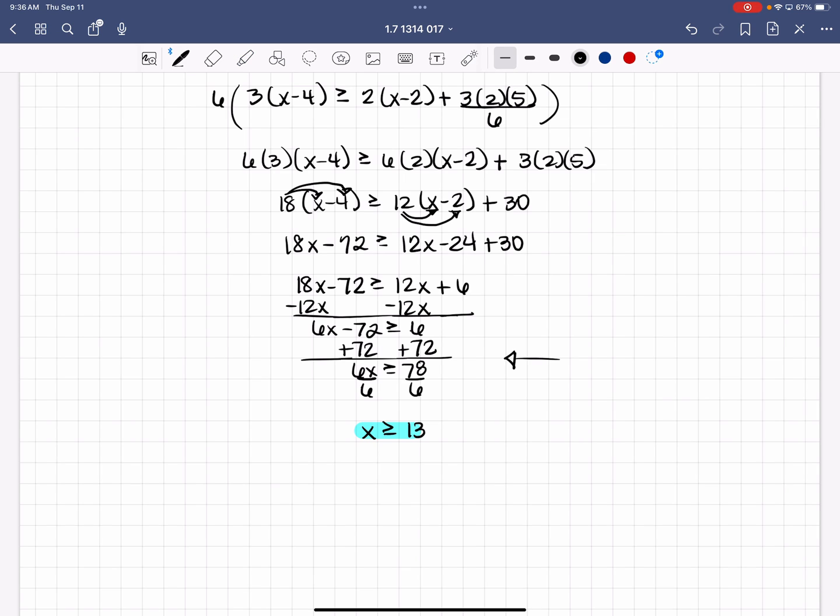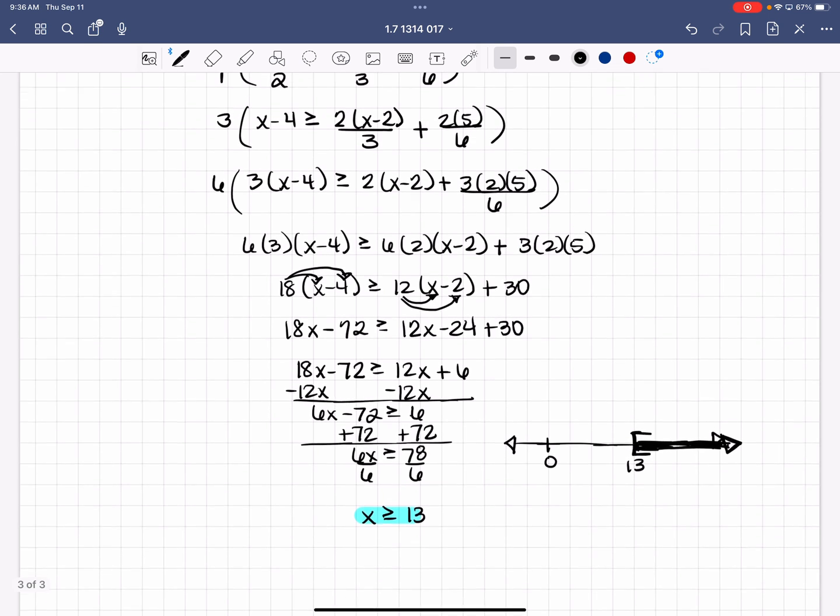And now you graph it. Here's 0. Somewhere down here is 13. You don't draw all those little marks out. Is it going to be open or closed? Closed, and which direction? Right. Closed with the bracket, then it goes to the right because it says x is greater than or equal to 13. The bracket takes care of the equal to. The arrow going to the right takes care of the greater than. Okay? Not bad.